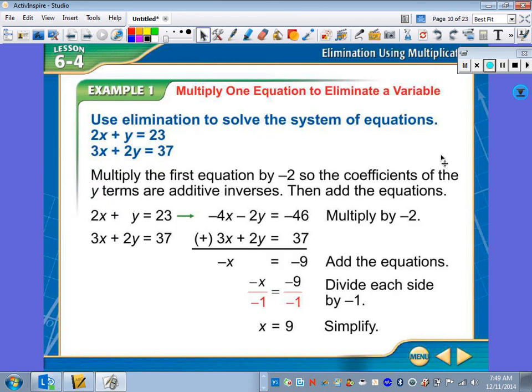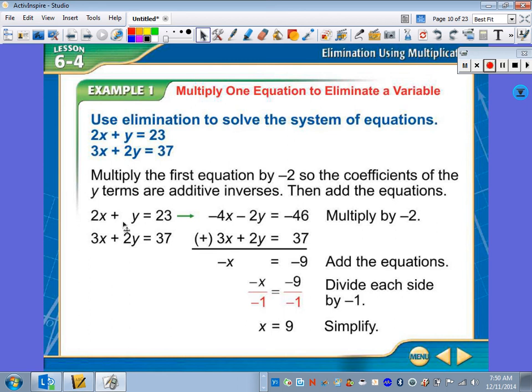What you're seeing here is that we're using elimination to solve the system of equations 2x plus y equals 23, and 3x plus 2y equals 37. So you're going to multiply. Notice that neither one of these, when you add them, falls out. This is 5x and this becomes 3y. Remember, you need one of the variables to go away.